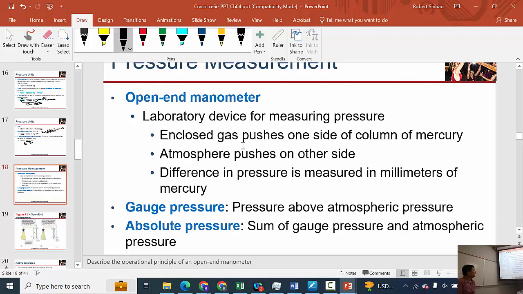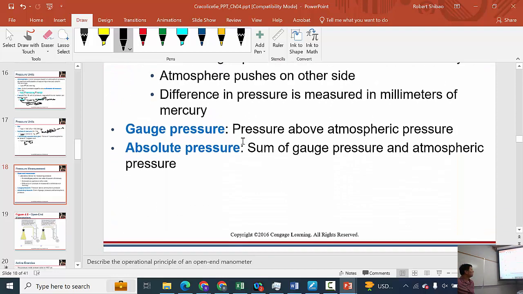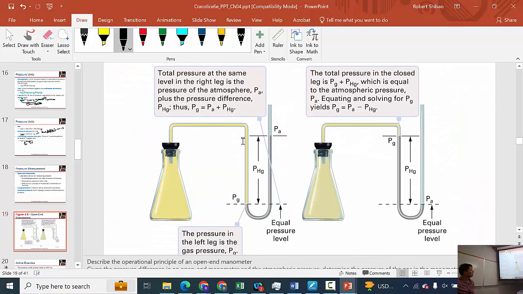So an open-end manometer is similar to a barometer. Let's take a look at that. It's a device used to measure pressure, and it just works via the seesaw effect, or the balance effect.